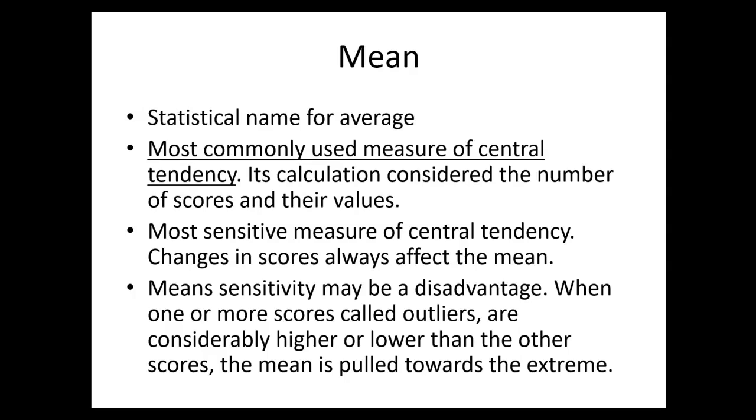Now, the mean's sensitivity may be a disadvantage when one or more scores, which are called outliers, are considerably higher or lower than the other scores. In our case, Jeff Bezos would be the outlier for income in my group of friends. The mean is pulled towards the extreme. So if our mean was X and then Jeff Bezos came into the room, that would pull the mean up considerably. If we looked at it in aggregate, it would make it look like we all were making a lot of money.